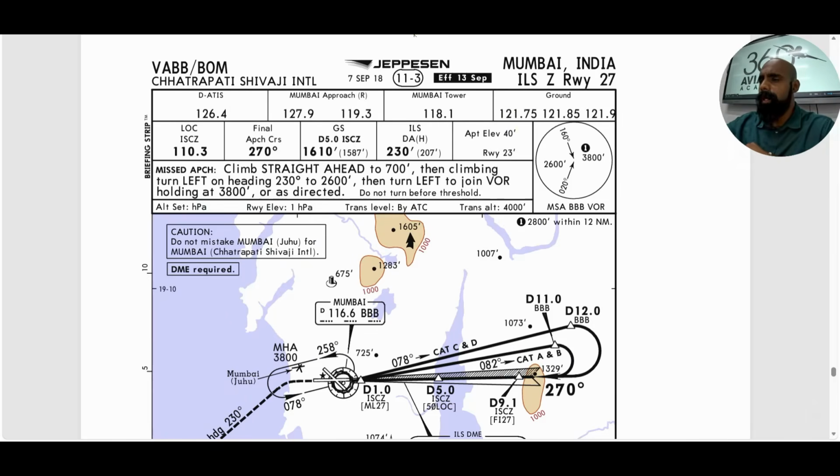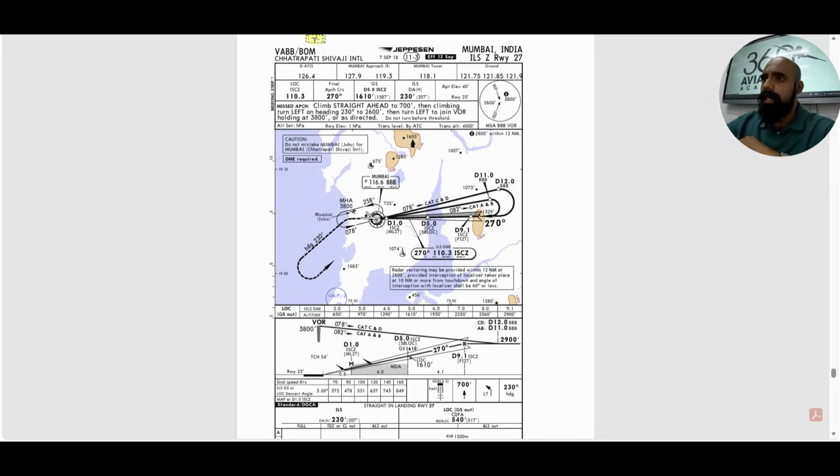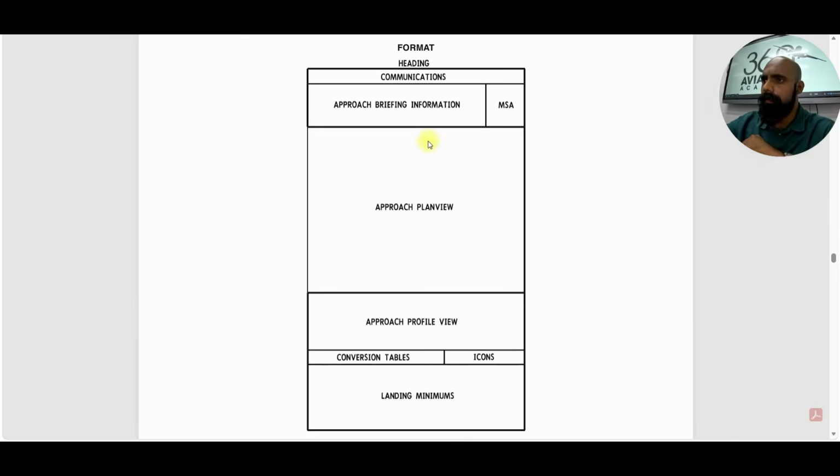Now, if you look at this chart over here, typically when we look at a chart, it is divided into various subsections. The top header would be called the heading, and I can show you how it looks on the Jeppesen legend. If you go right over here, you'll see that there is a format of called a heading, communications, approach, briefing information, the MSA, the plan view, the profile view, conversion tables, icons, and landing minimums. So I'm going to do a deep dive into each of these segments so you understand it better.